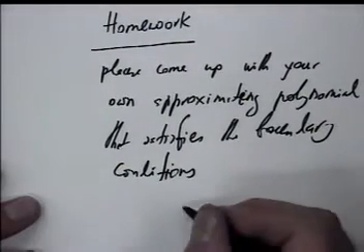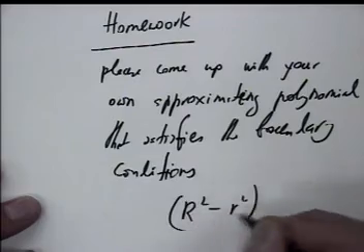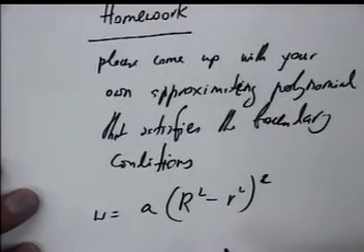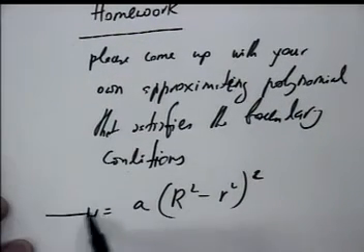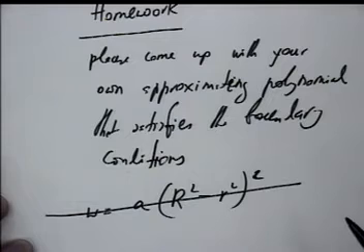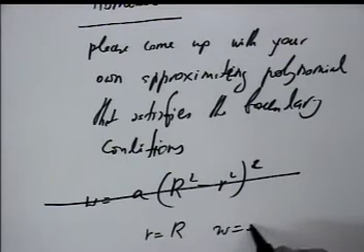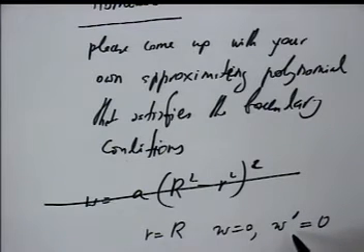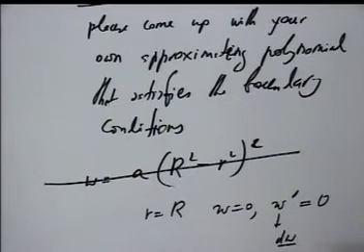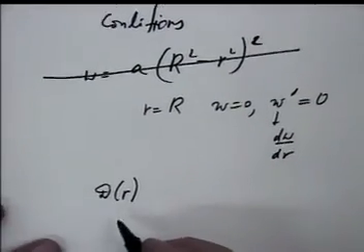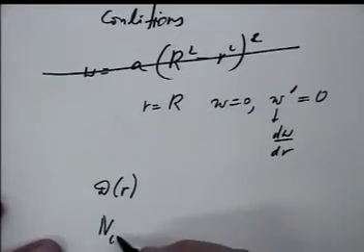So I used, if you remember, (R squared minus r squared) squared, W equals A. That is what I used. So not this, naturally, but something else that satisfies conditions at r equals R: W equals 0, and dW/dr equals 0. Okay, that is dW/dr. And find D of R, as well as find the N critical.